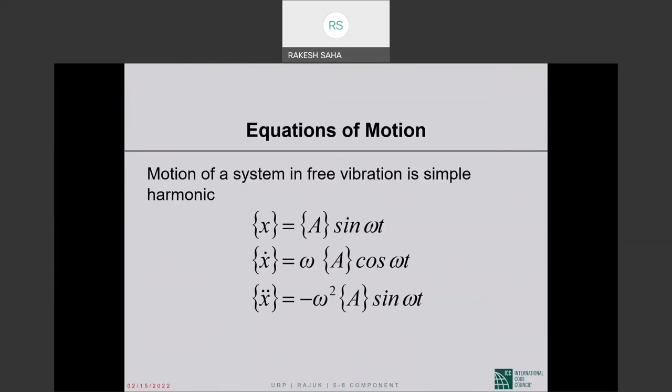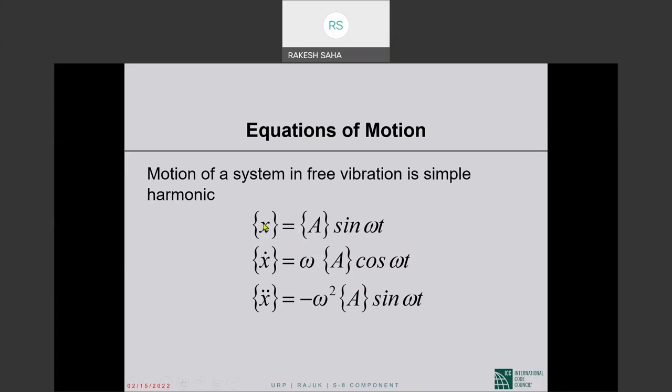Okay. Now we say motion of a system in free vibration is simple harmonic. I think that may be restricted to undamped systems, I am not sure, but a system in free vibration shows simple harmonic motion, meaning the displacement can be expressed as an amplitude times sine of omega t. It is a sine function of time. That's what simple harmonic motion means.